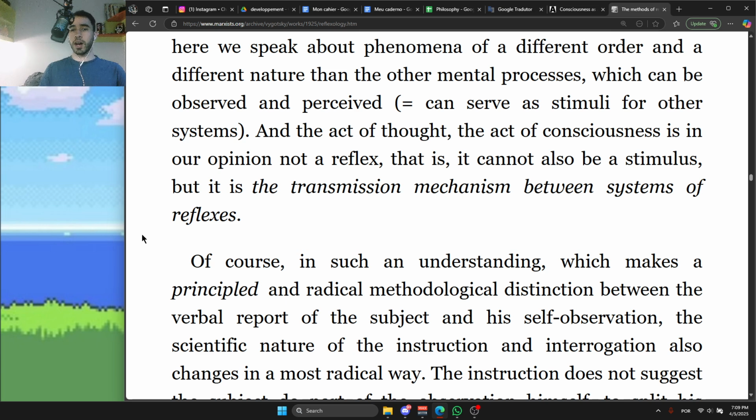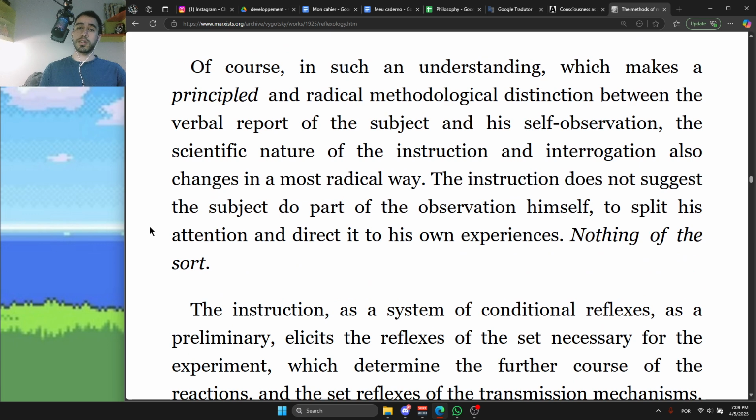And the act of thought, the act of consciousness, is in our opinion not a reflex, that is, it cannot be a stimulus, but is a transmission mechanism between systems of reflexes. Of course, in such an understanding, which makes a principled and radical methodological distinction between the verbal report of the object and his self-observation, the scientific nature of the instruction and interrogation also changes in a most radical way.